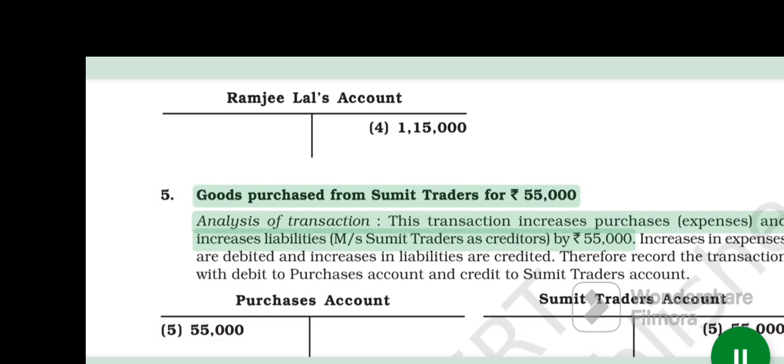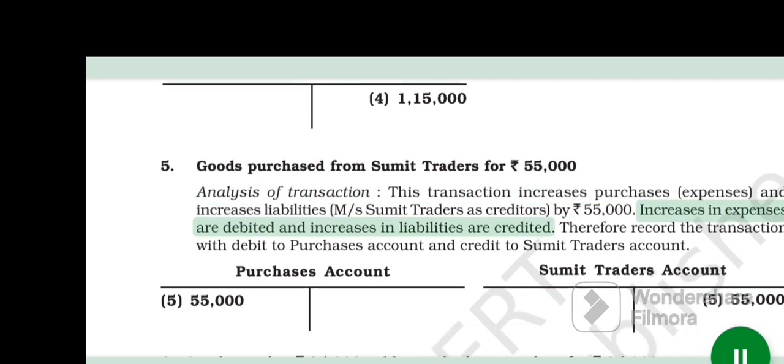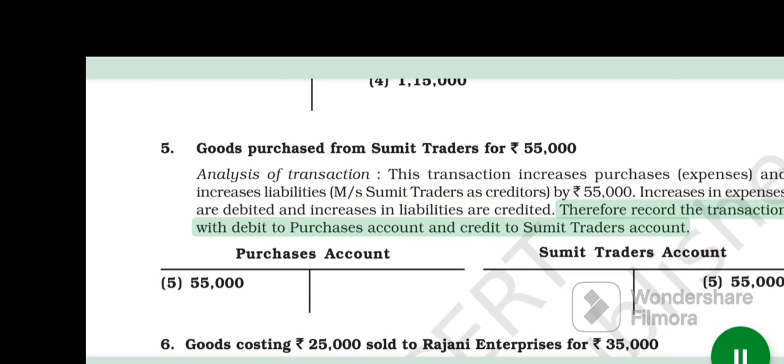Goods purchased from Sumit Traders for 55,000. Analysis of transaction. This transaction increases purchases, expenses, and increases liabilities, M.S. Sumit Traders as creditors, by 55,000. Increases in expenses are debited and increases in liabilities are credited. Therefore, record the transaction with debit to purchases account and credit to Sumit Traders account.